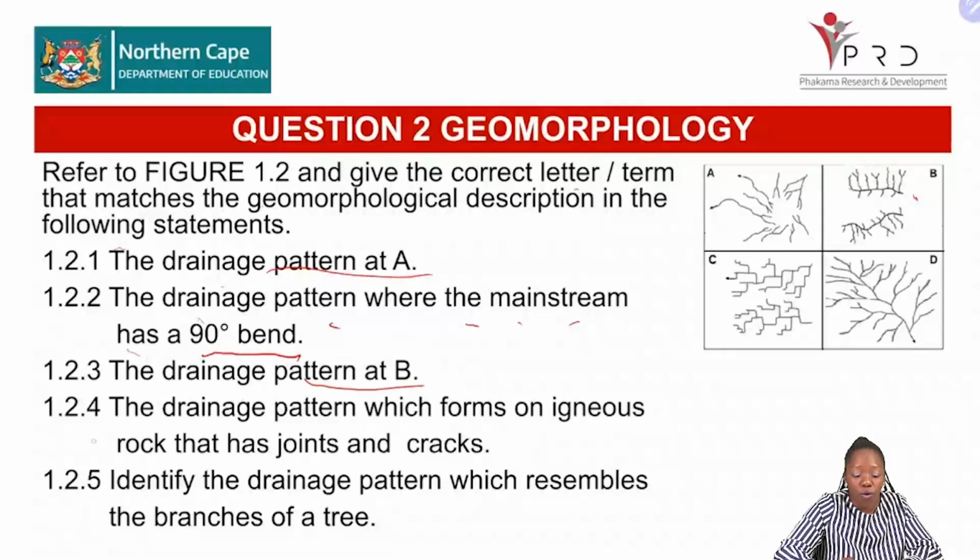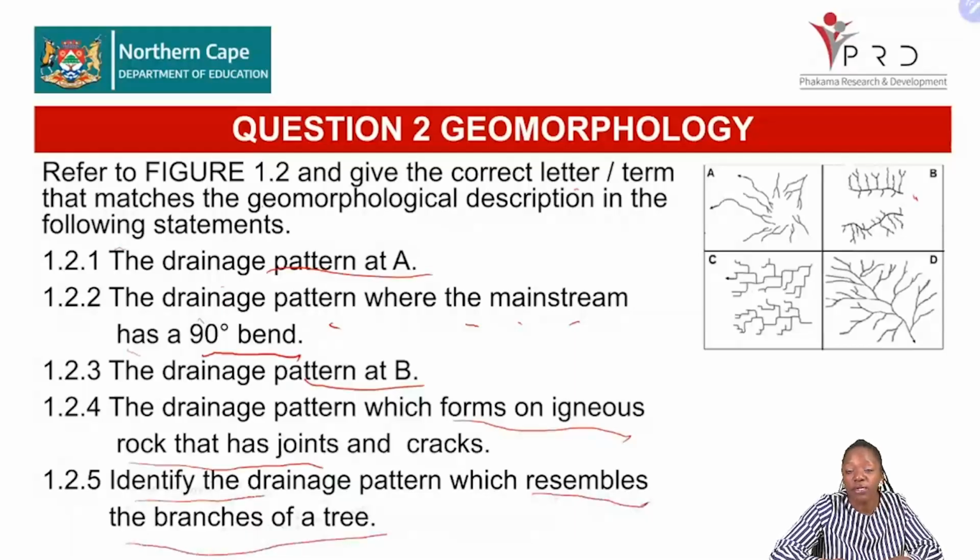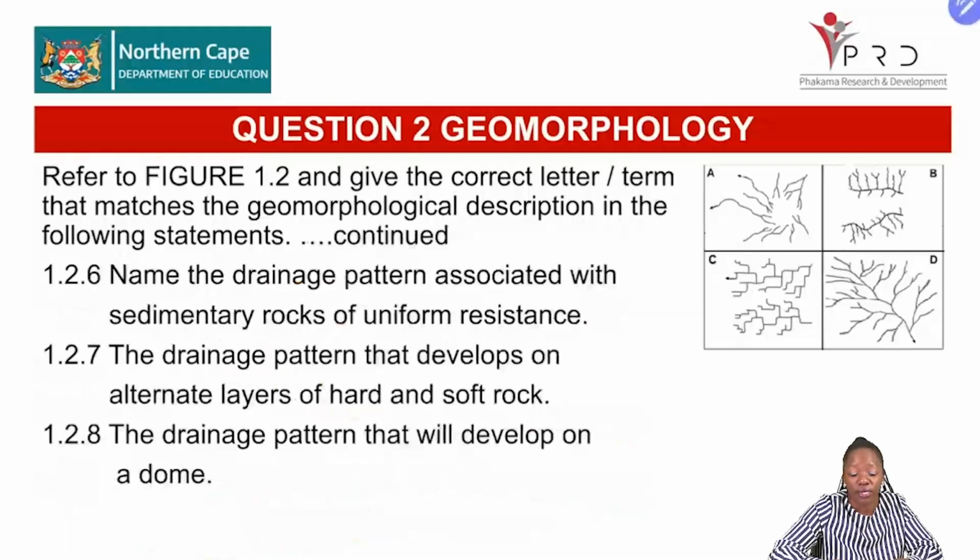Then your 1.2.4, the drainage pattern which forms on igneous rocks that has joints and cracks. Is it A, is it B, is it C, or is it D? Then your 1.2.5, identify the drainage pattern which resembles the branches of a tree. Is it A, is it B, is it C, or is it D? And also you can write the names.